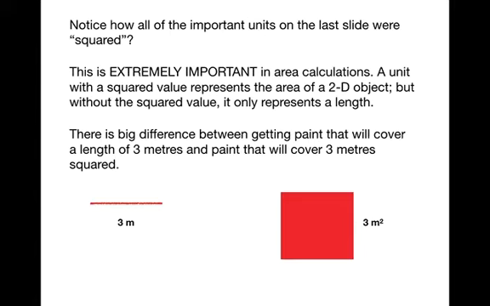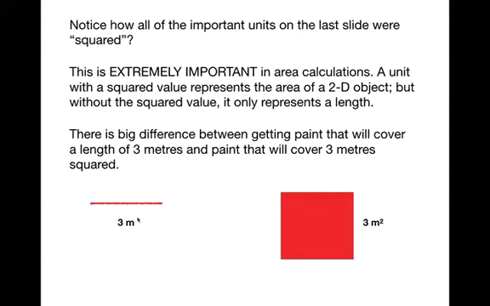Okay. So again, noticing how all of those important units were squared, with that little exponent 2, or they were called square units. This is extremely important in any area calculation. A unit with a squared value represents the area of a 2D, two-dimensional object, but without the squared value, it only represents a length. There is a big difference between going to the store and saying, hi, I need paint that's just going to cover a length of 3 meters across the floor, like a line of 3 meters, versus saying I need enough paint to cover 3 square meters, where this is 3 meters squared being covered.